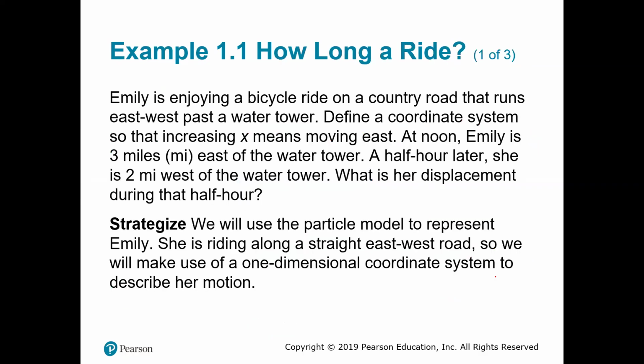Here is a very simple example. Emily is enjoying a bicycle ride and runs east to west past a water tower. Define a coordinate system so that increasing x means moving to the east. At noon, Emily is 3 miles east of the water tower. Half an hour later, she is 2 miles west of the water tower. What is her displacement during that half hour?